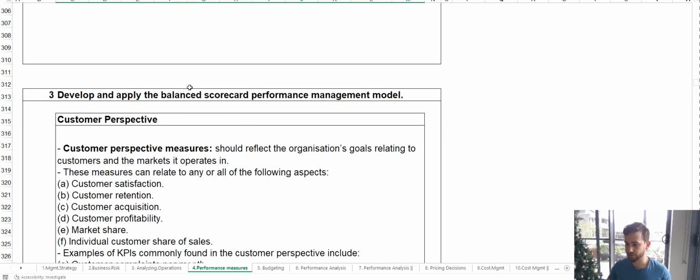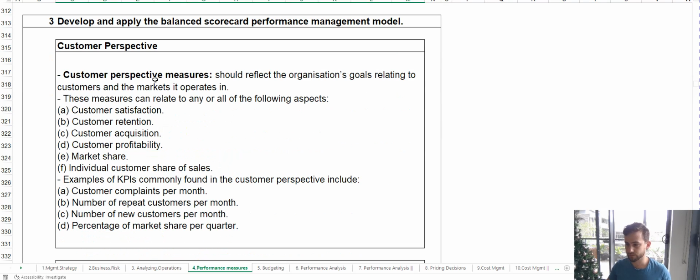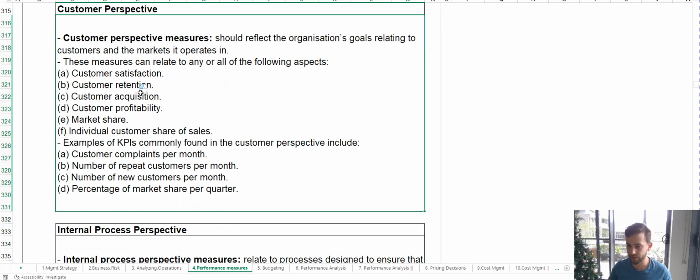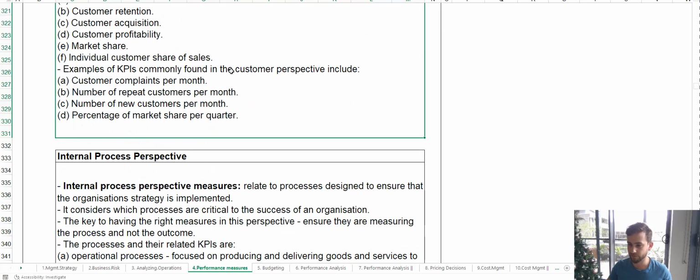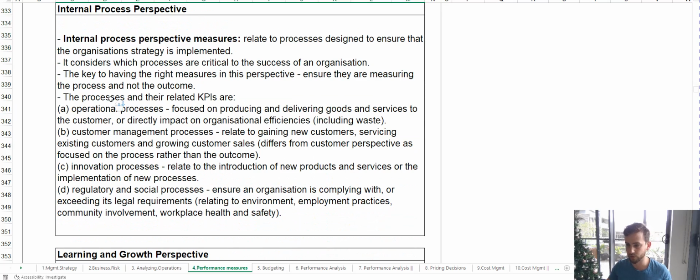Develop and apply the balanced scorecard performance management model. So customer perspective measures should reflect the organization's goals relating to customers and the markets it operates in. These measures can relate to any or all of the following aspects: customer satisfaction, retention, acquisition, profitability, market share, individual customer share of sales. Examples of KPIs commonly found in the customer perspective include customer complaints per month, number of repeat customers per month, number of new customers per month, percentage of market share per quarter.